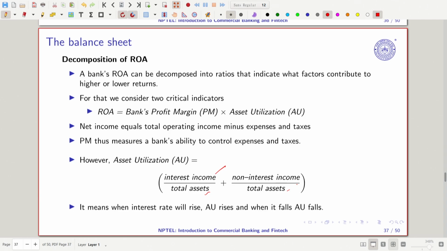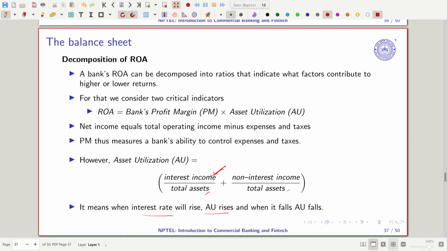So this is where when the interest rate rises, the asset utilization rises, and when it falls, the asset utilization falls. So the denominator is the same. It is just how much interest income you are able to generate. If you are able to generate higher income, it means that you are a more efficient bank. You are not keeping your assets idle, and a lot of times we find that because of this horse race of asset utilization, a lot of companies end up lending to bad borrowers, and they may not be paying back, and they will be defaulting.